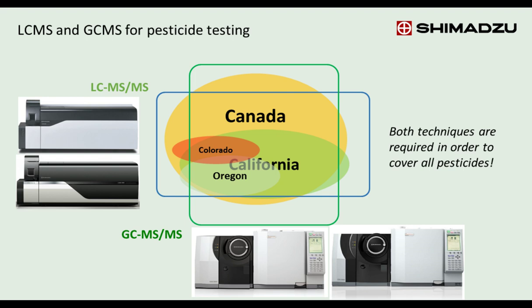So LCMS is the main technique that we use for pesticides because it's very robust. It can detect the widest range of analytes, and it'll be the focus of this presentation today. However, depending on which pesticide requirements a lab is following, they may need to add GCMS as well. And GCMS is particularly well suited for certain analytes, typically the older pesticides, which are not used much anymore, but depending on the state's requirements, the GCMS may be needed to meet all of the state's requirements, but it varies from state to state.